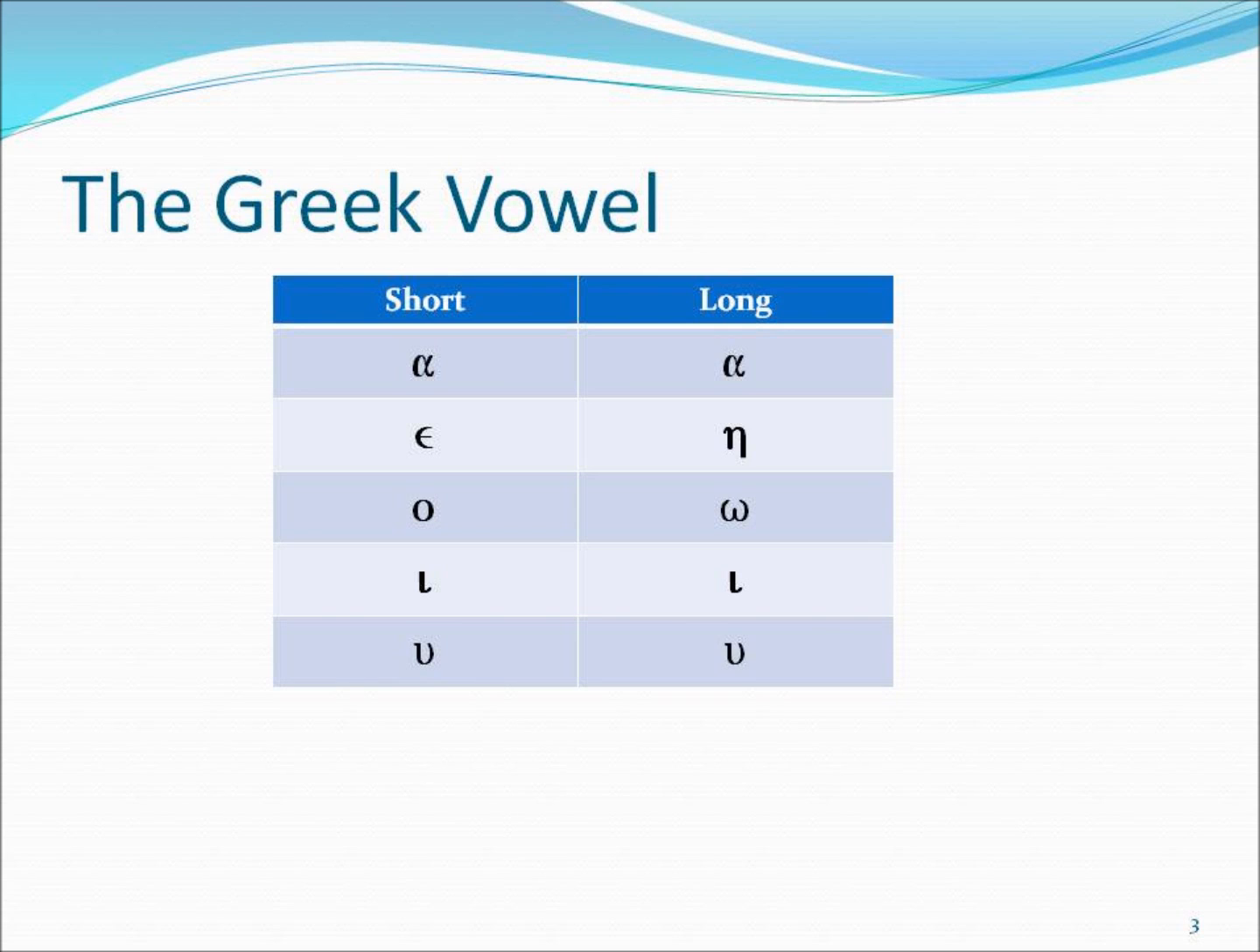The Greek alphabet contains a total of 7 vowels that are both short and long. The Greek short vowels consist of alpha, epsilon, omicron, iota, and upsilon. The long-sounding vowels are also alpha, iota, and upsilon, but instead of an epsilon, we now have an eta, and instead of an omicron, we have omega.